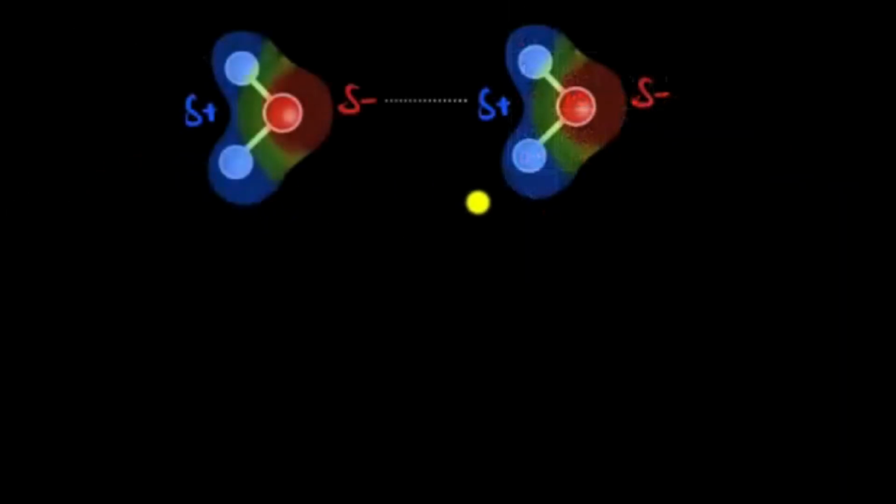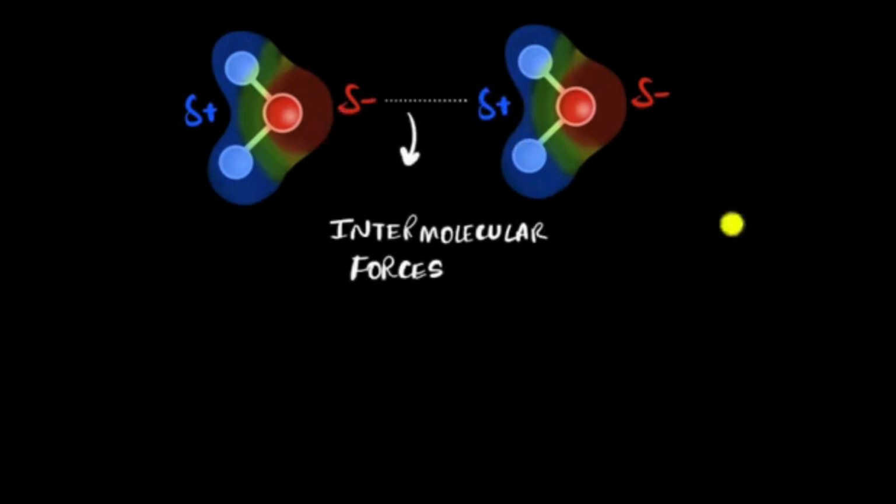Since water molecules are polar, the partial negative end of one molecule will attract the partial positive end of the other molecule, making them stick, kind of like magnets. We call this force of attraction intermolecular forces because it is in between two molecules. By the way, do not confuse this with intramolecular forces, which is the forces within a molecule. It's what keeps the molecule itself together.